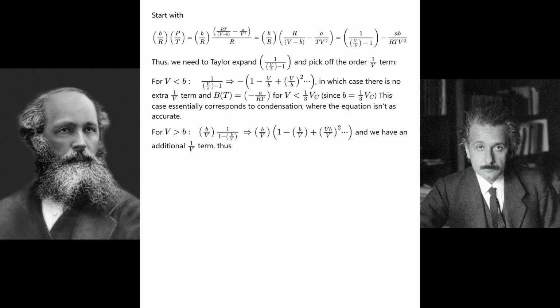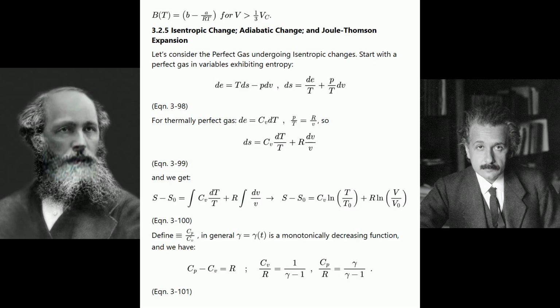for V less than 1/3 V sub C. Since B equals 1/3 V sub C, this case essentially corresponds to condensation, where the equation isn't as accurate. For V greater than B: B over V times 1 over 1 minus B over V implies B over V times 1 minus B over V plus B over V squared, and so on, and we have an additional 1 over V term, thus B of T equals B minus A over RT for V greater than 1/3 V sub C.